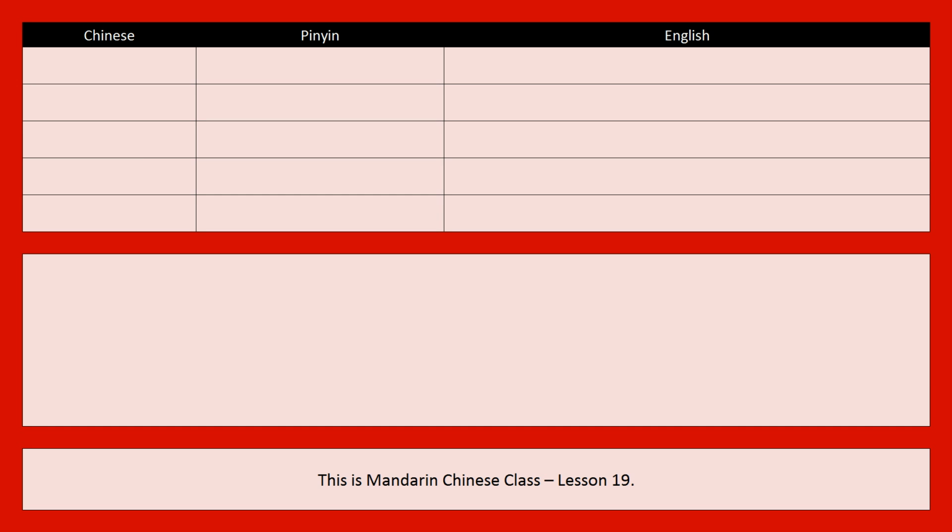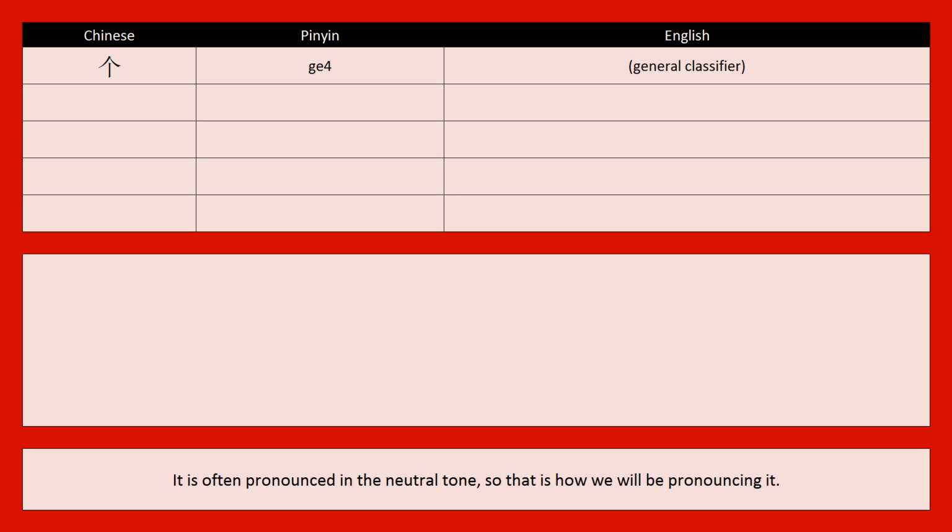This is Mandarin Chinese class, lesson 19. Our first word is 个. This is a classifier, which are also called measure words. The pinyin is GE and it's the fourth tone. It is often pronounced in the neutral tone, so that is how we will be pronouncing it.